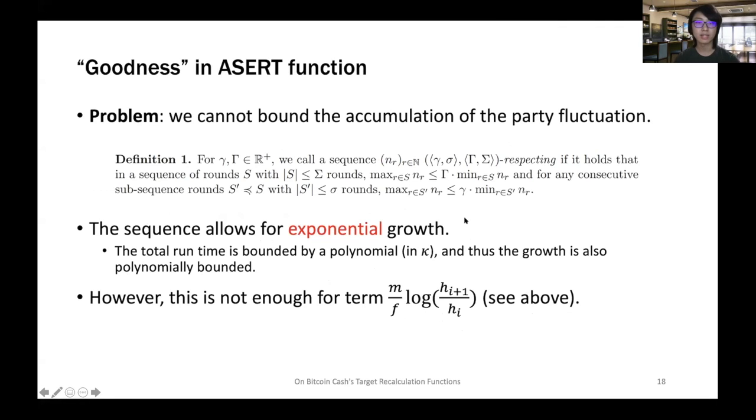This is because in our definition of the respecting environment, the sequence of the number of parties allows for exponential growth. And even if we bound the total running time as a polynomial in our security parameter, it is still not enough to remove this term in those steps.